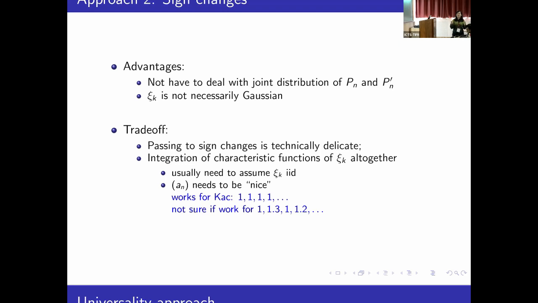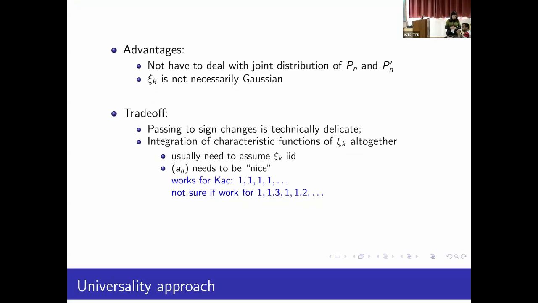It is always continuous. So we can do something about it, that is more continuous than what we would get when we use the Kac-Rice formula when the random variables are non-Gaussian. And so what is the trade-off for this approach? The trade-off is that the very first step is to pass from the number of real roots to the number of sign changes. And that is usually a technically delicate task. And the integration of the characteristic function is also not easy either.